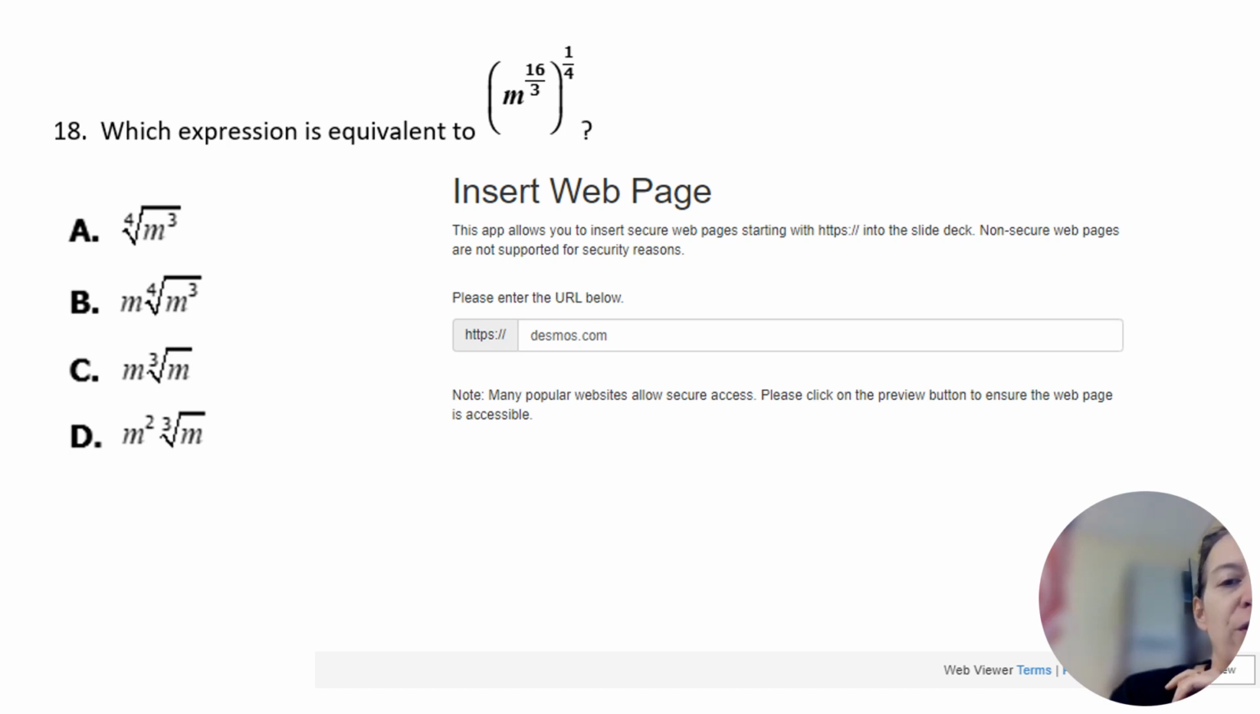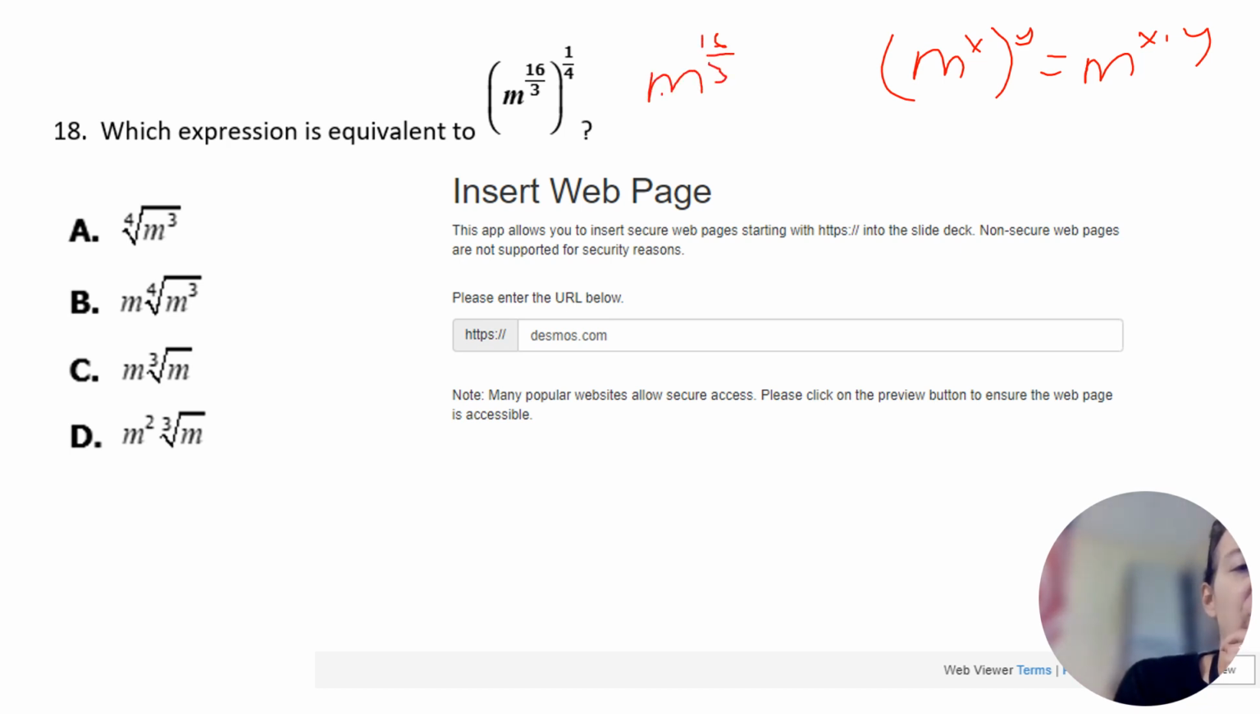The rule that you're supposed to use here is if you have something to a power raised to a power, you can multiply those exponents. And so we would do, in this case, m to the 16 thirds times 1/4. When you multiply fractions, you just multiply straight across. So that is not an equal sign. That is m to the 16 over 12. And then simplifying 16 over 12, both 16 and 12 are divisible by 4. And so that would be 4 thirds.